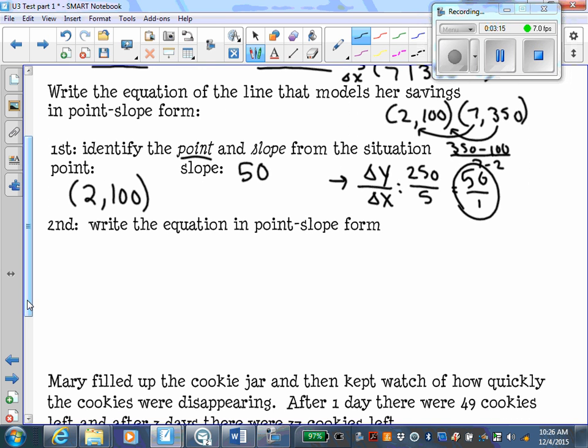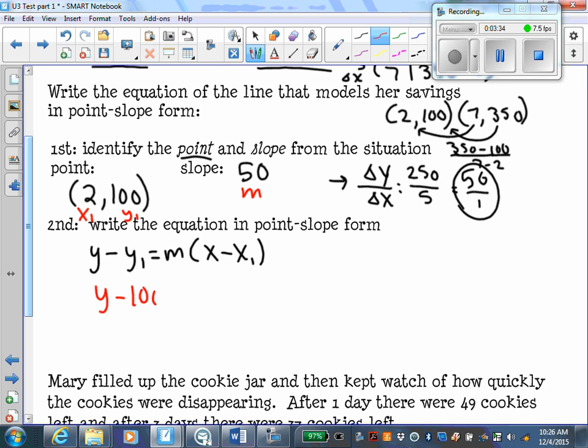So this is something you should have memorized by now. It goes y minus y1 equals m times x minus x1. So this is my x1, this is my y1, and this is my m slope. So it'll be y minus 100 equals 50 times x minus 2.